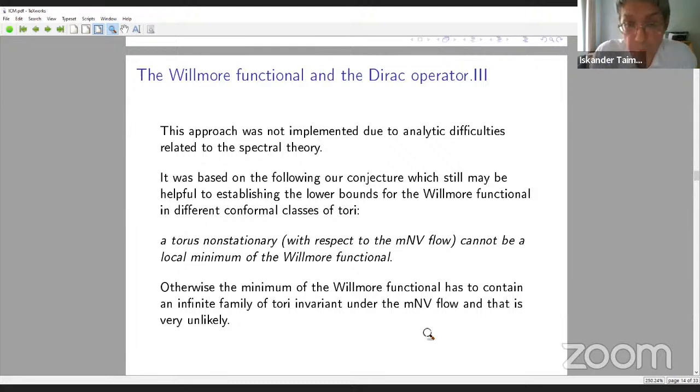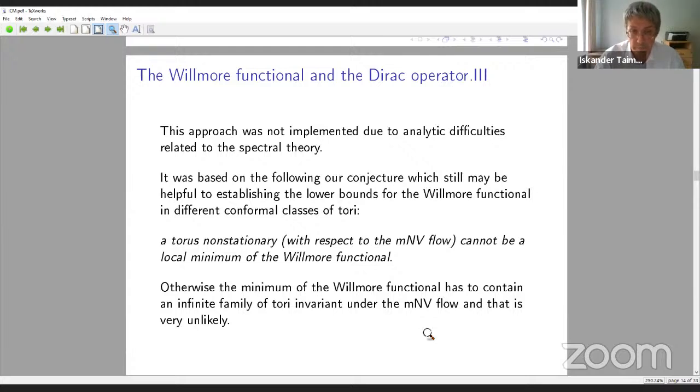This approach was not implemented due to analytical difficulties related to the spectral theory. At the beginning, I thought that would help, but it appears there are some complicated problems related to the deformation of spectral curves. It was based on the following conjecture of ours, which still may be helpful for establishing lower bounds for the Willmore function in different conformal classes of tori.